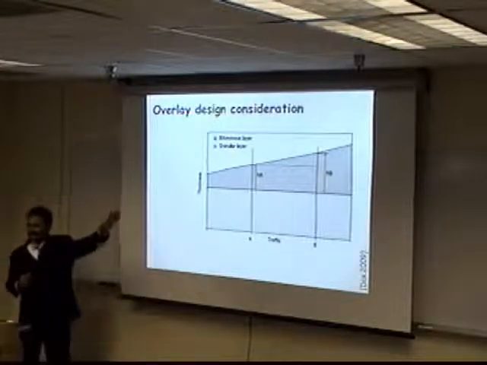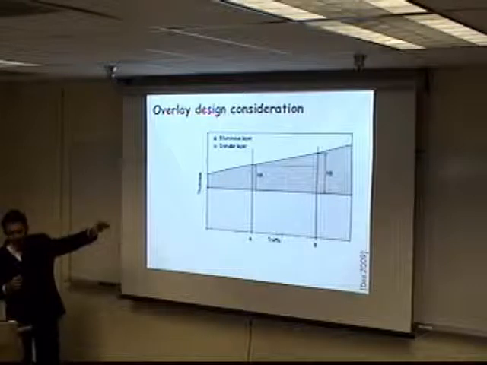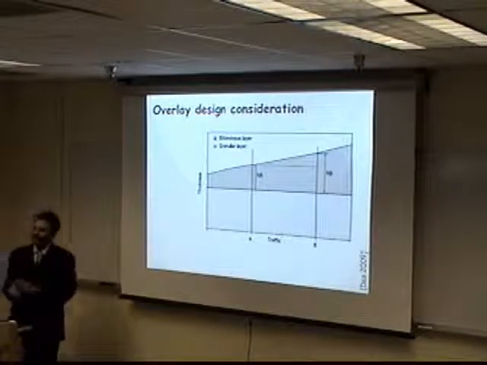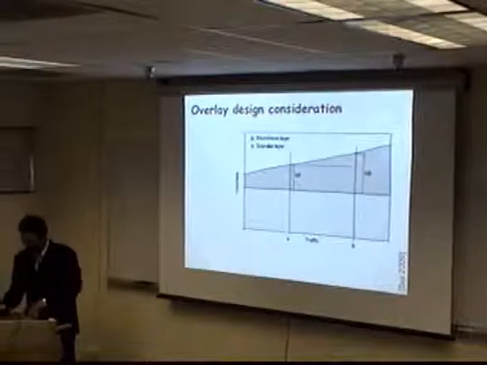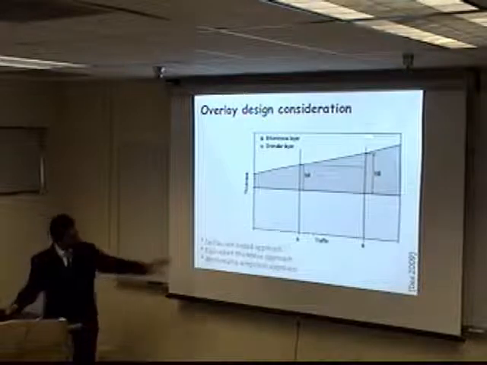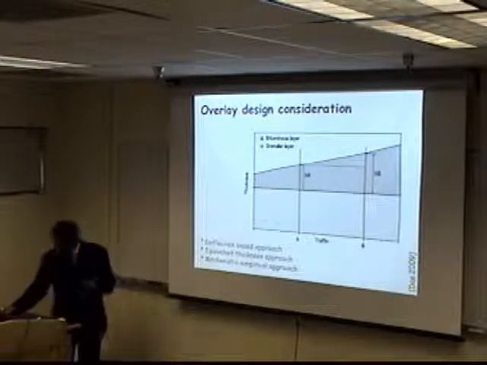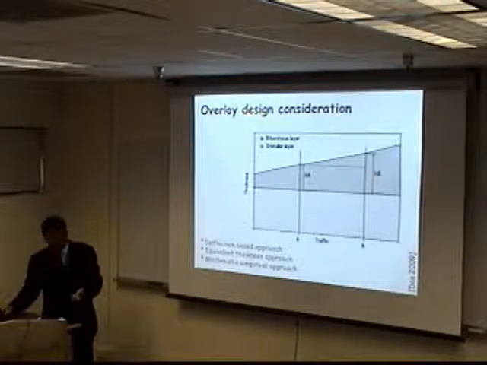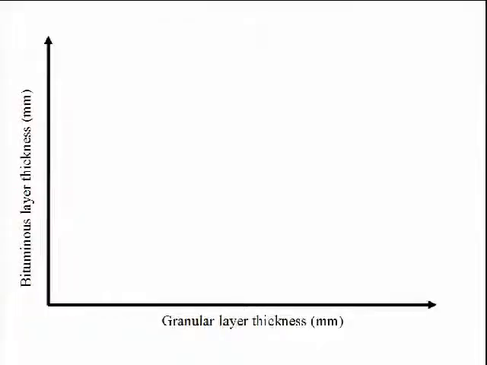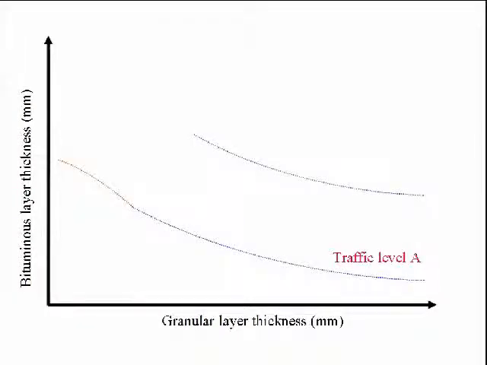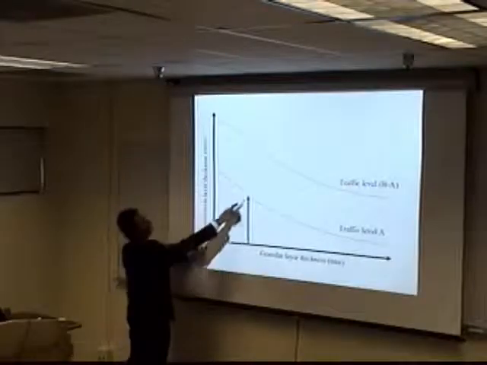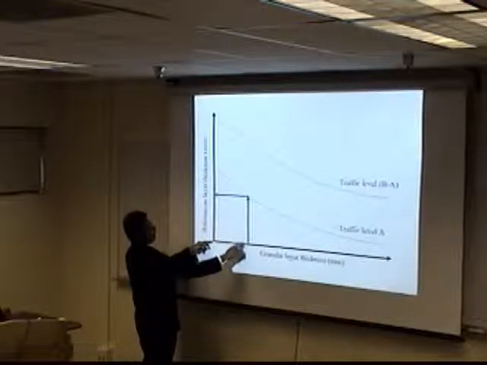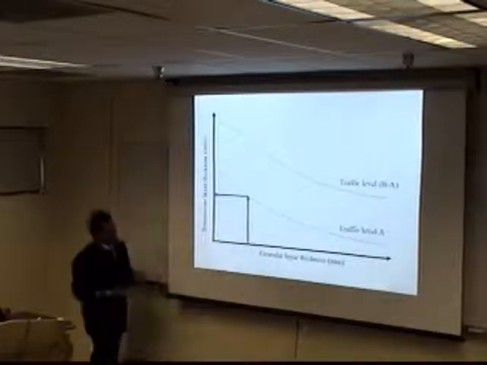That's simply because some part of the bituminous layer has already deteriorated and is contributing to the granular layer. And of course, there are different approaches, and it can be shown conceptually that they basically mean the same. So if I come back to this graph, I will quickly show that if the design is done this way, this is my INI for the traffic level A, this is my granular thickness, this is my bituminous thickness.